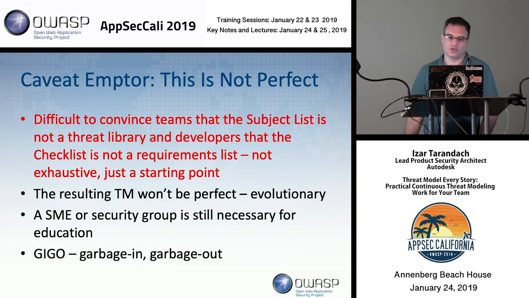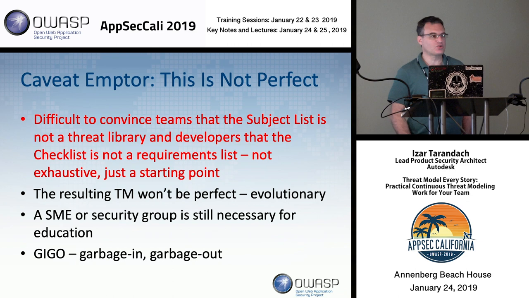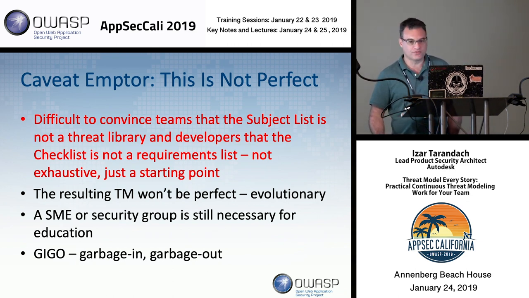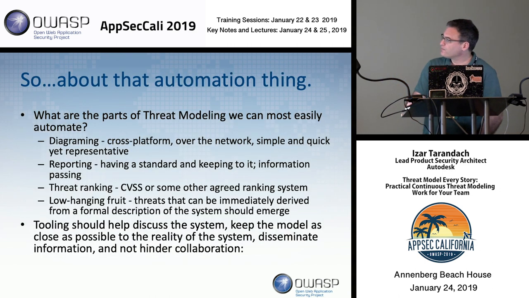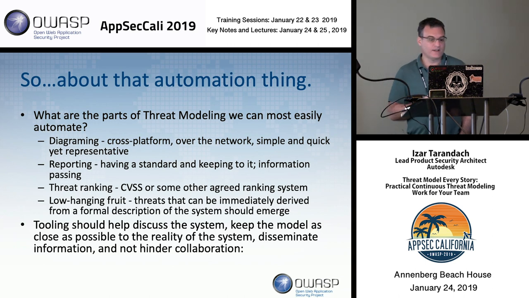And of course, very important, a threat model is only as good as whatever you put inside. Garbage in, garbage out. If you deal with having good input, you're probably going to get good output. So, about those two things, and just to zip through this because of the time, there are some parts of any threat modeling process that naturally lend themselves to automation. Those would be diagramming, the reporting, even the threat ranking, and finding some low-hanging fruit.